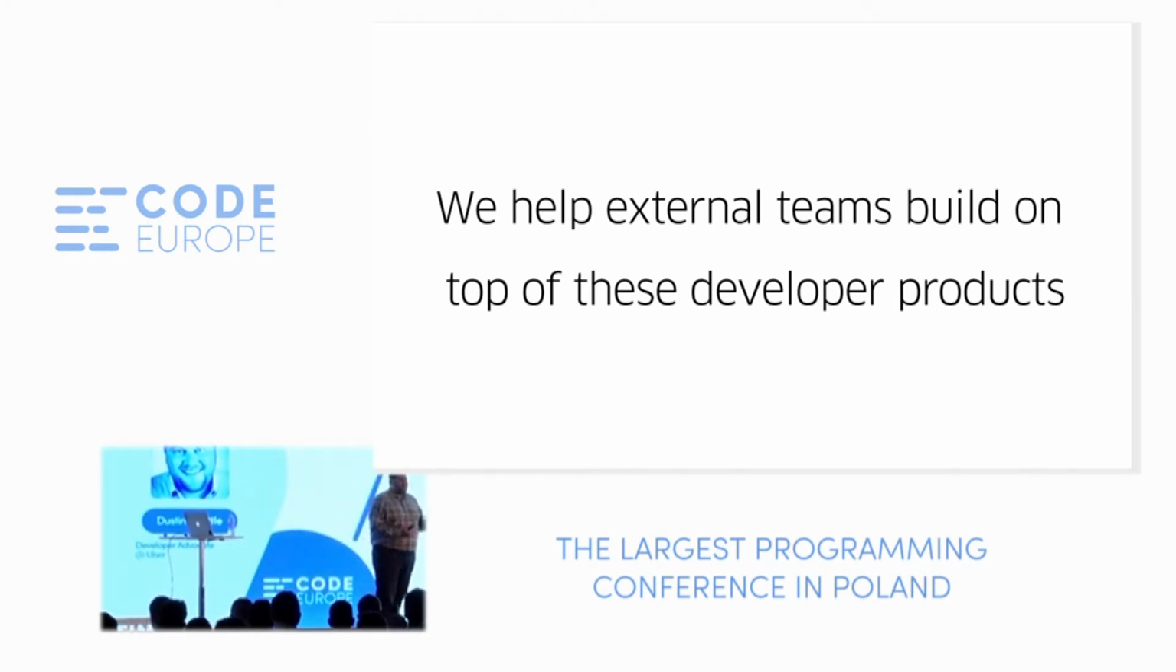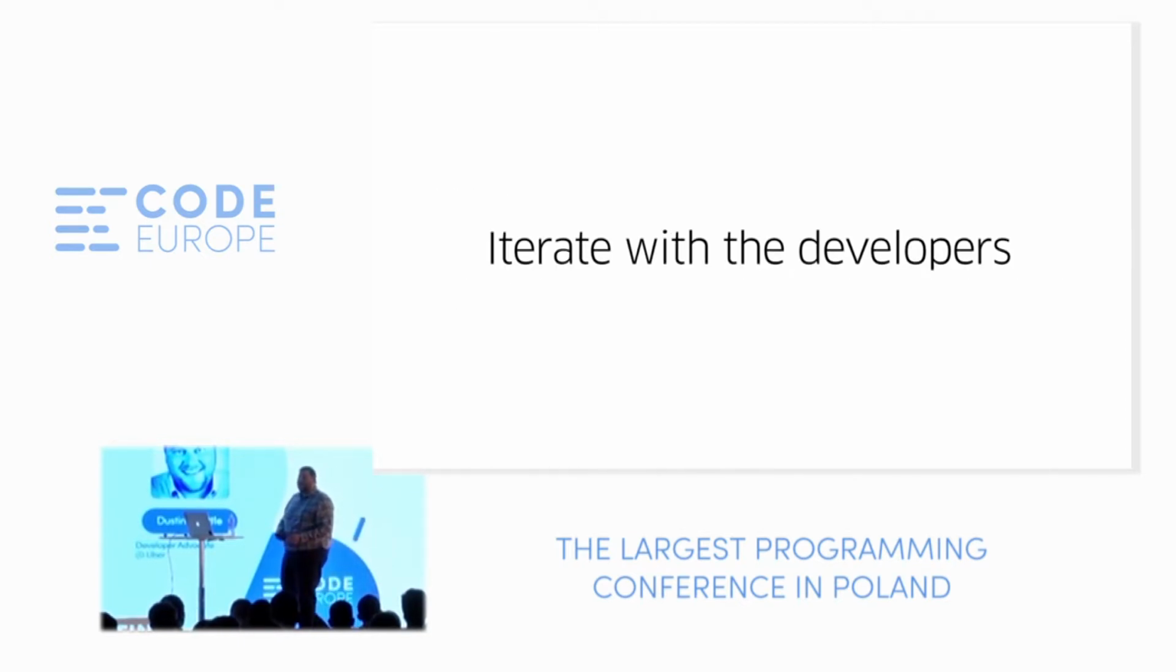And so not only did we want to empower these internal teams to build in a self-service way, we also want to enable external teams to build on top of these products. And so we learned a few lessons about building platforms for developers, what works and what doesn't. And so the first thing is to iterate with developers. At Uber, developer relations is just a signal.